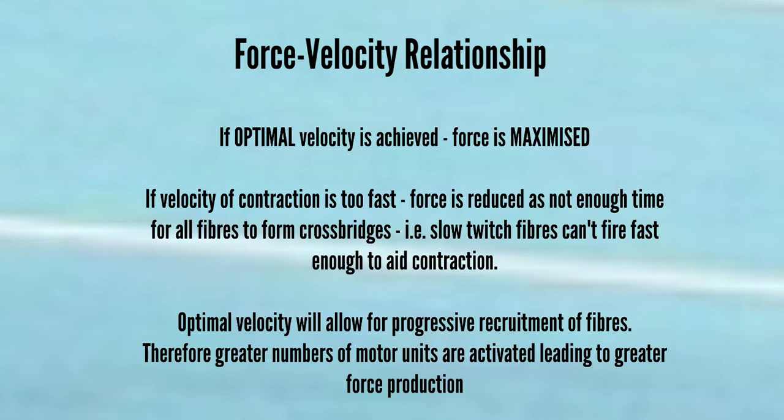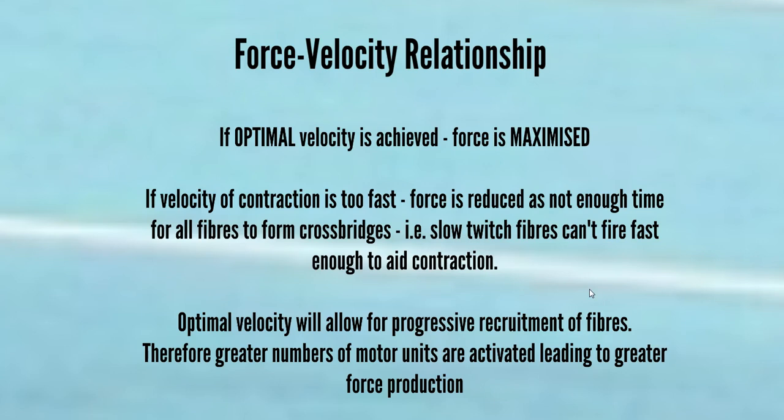So, key stuff that we take out of this. If the velocity of the contraction is too fast for the muscle, force is reduced. There's not enough time for all fibers to form cross bridges, i.e. the slow twitch fibers won't get involved in the movement at the speed that you want the movement to contract. Now, if you're a 50-50, like a lot of people are, 50 slow, 50 fast, then that's 50% of the available fibers in the muscle not firing in time to help the contraction, which is definitely going to impact on the force that the muscle produces.